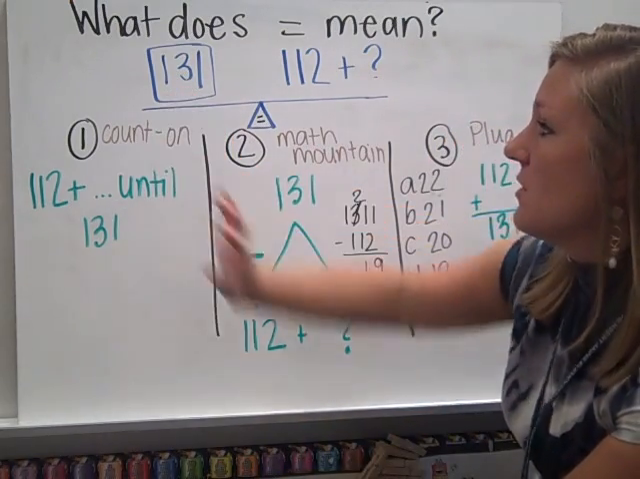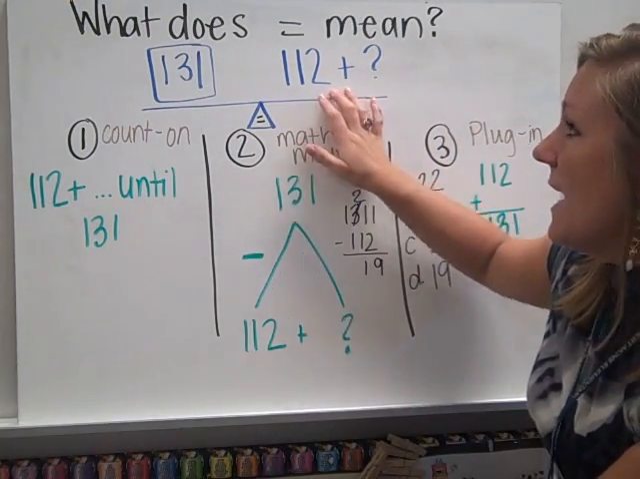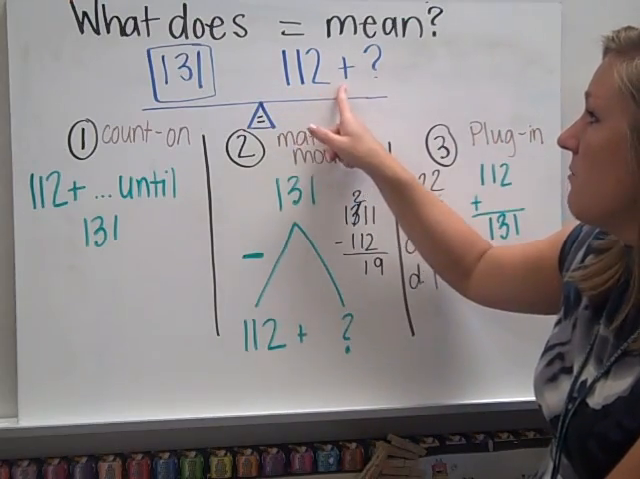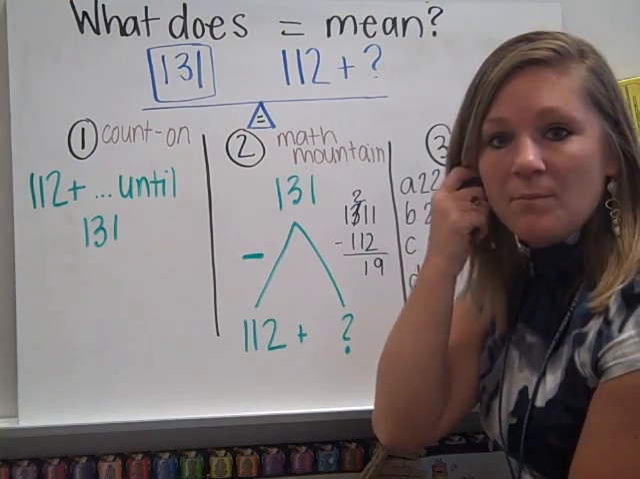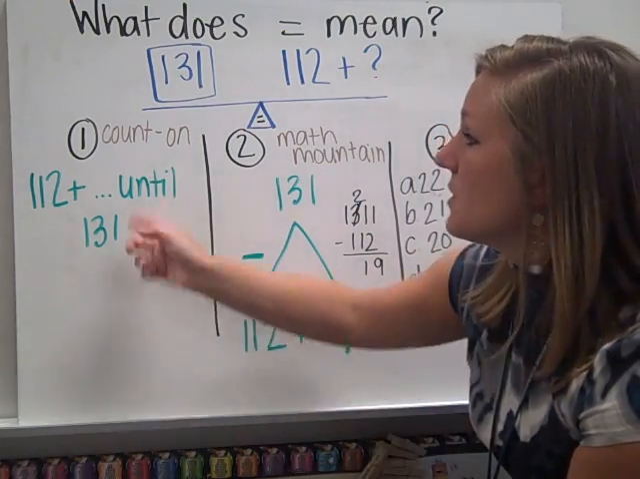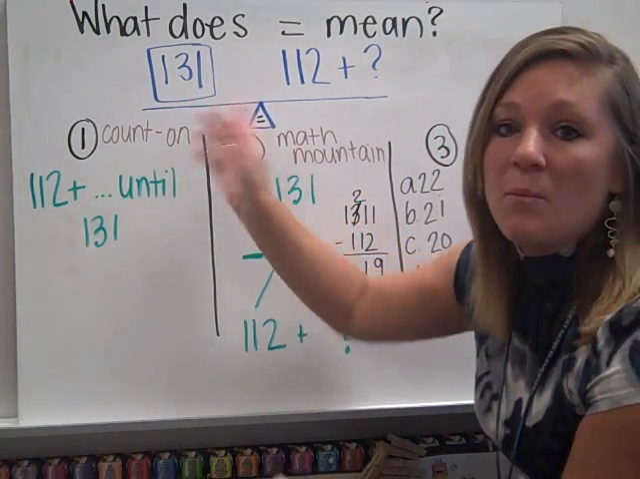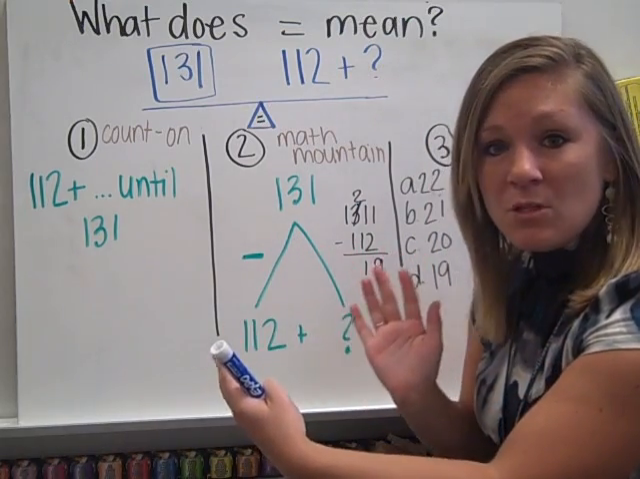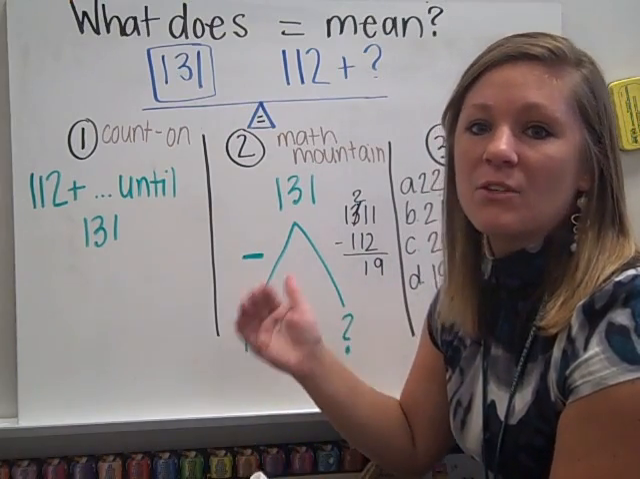So if I have 131 on the left side, I know that this side too has to equal 131. So it's asked me 112 plus some amount must equal 131. Now there are 3 strategies you can use to find this answer. The first is counting on. Now this is a great strategy if these numbers are somewhat close together. If it's a larger amount or there's a lot of space between them, you might run into an error because you're going to be counting on for so long.